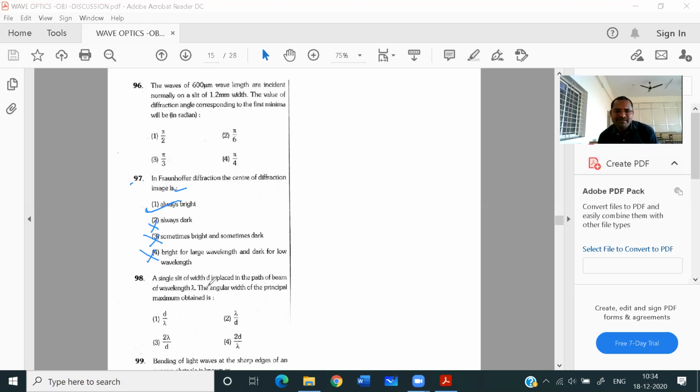A single slit of width small d is placed in the path of a beam of wavelength lambda. The angular width of principal maxima obtained is... The fringe width of principal maxima is 2 lambda capital D by small a. Small a is the slit width, but they have given the slit width as small d, so I am using small d only. Angular fringe width is nothing but beta by capital D.